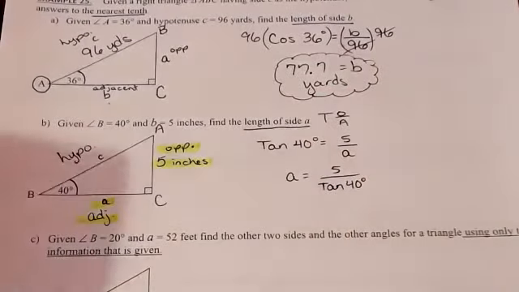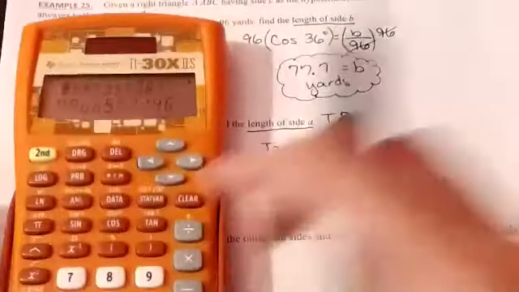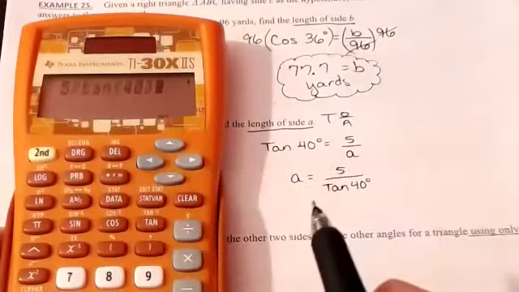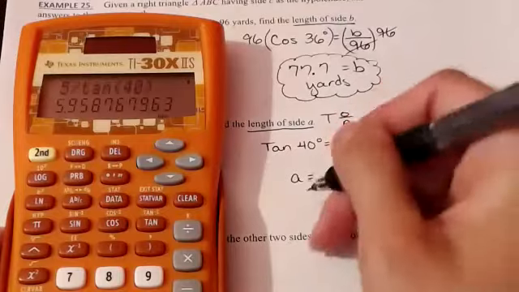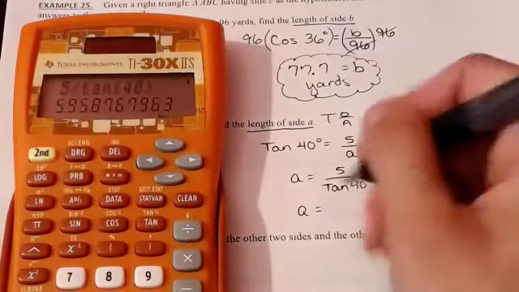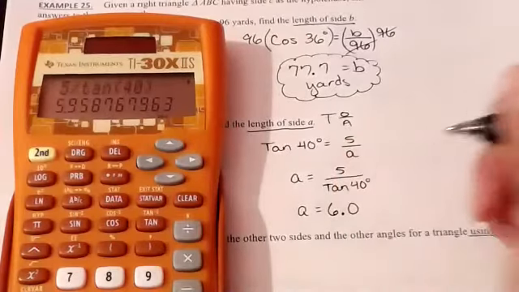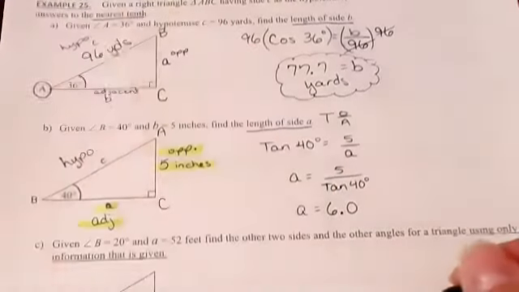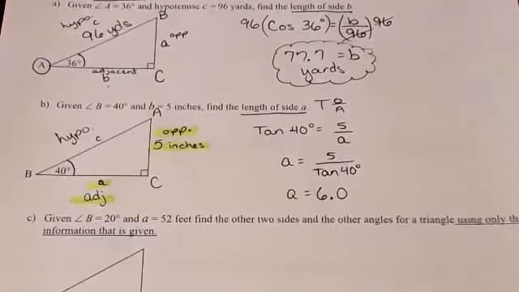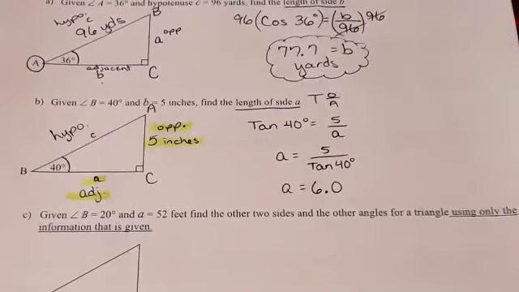And then we just punch it in. Let's punch that into our calculators. 5 divided by tangent of 40. And we find that A is 5.95. 5 makes the 9 go up, so we're going to round to 6.0. All right. Go ahead and do part C. You're going to type your answer into the chat, and then we'll take a 5-minute break.